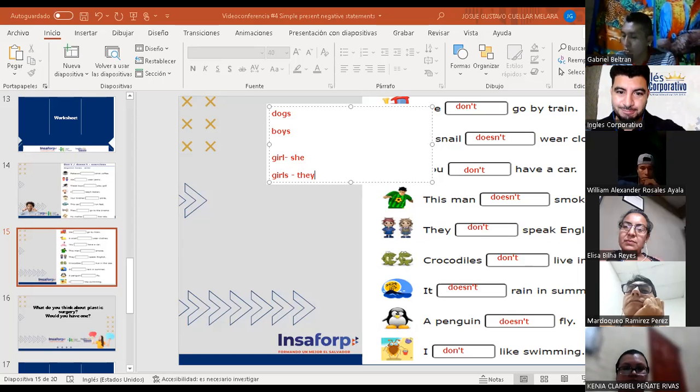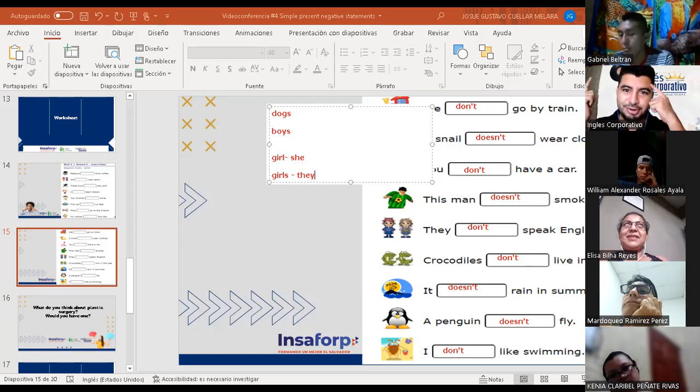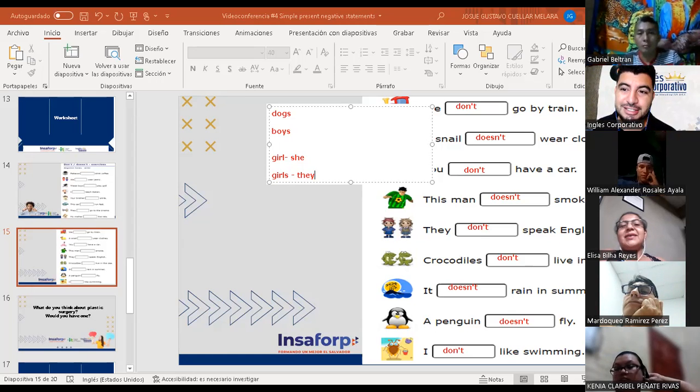¿Ok? Ellas. Entonces, esto pasa con crocodile. Crocodile, sin la S. Es tercera persona, es it, pero si le agregamos S, ya se vuelve plural. Okay. A los plurales, todos los plurales, vamos a utilizar don't.